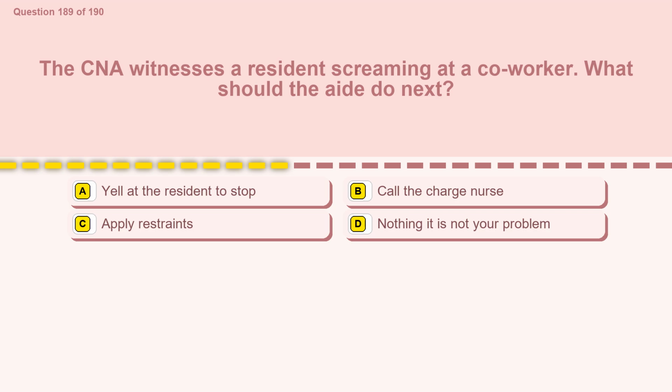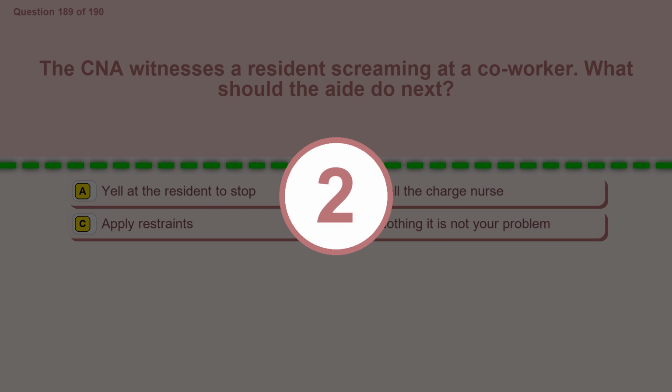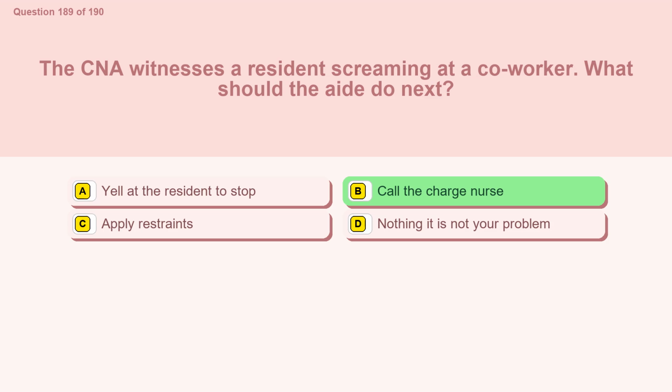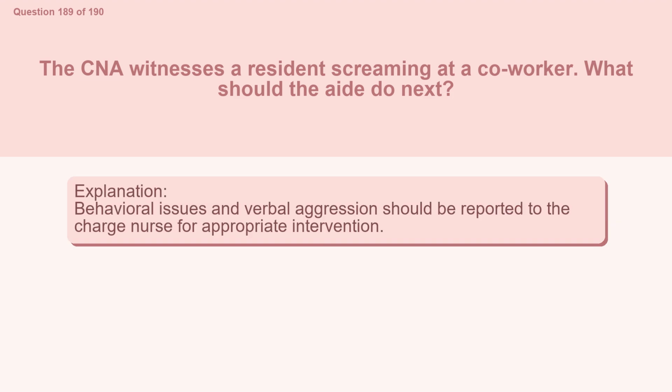Option A. Yell at the resident to stop. Option B. Call the charge nurse. Option C. Apply restraints. Option D. Nothing. It is not your problem. The correct answer is option B. Call the charge nurse. Behavioral issues and verbal aggression should be reported to the charge nurse for appropriate intervention.